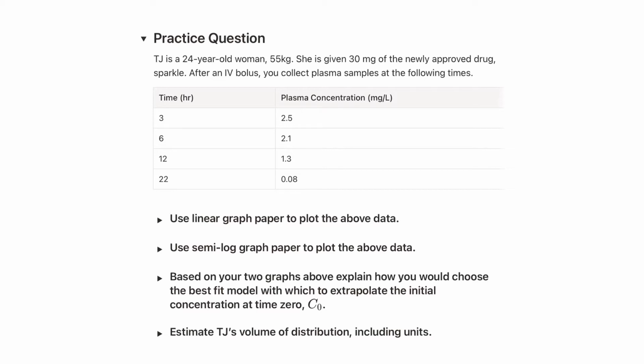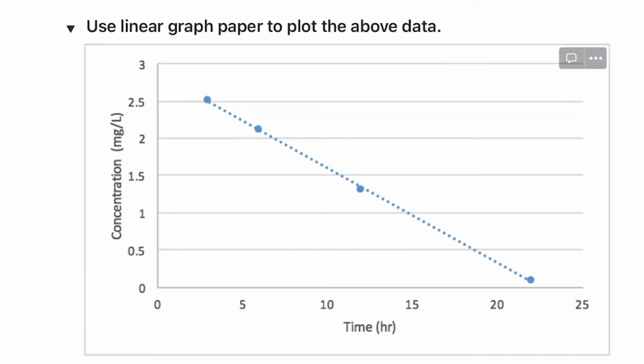The first question is asking to plot the data using a linear graph plot. It may be helpful to review the log graphing section first. So first we would label our axes. Vertically, we have concentration in milligram per liter, and horizontally, we have time in hours.